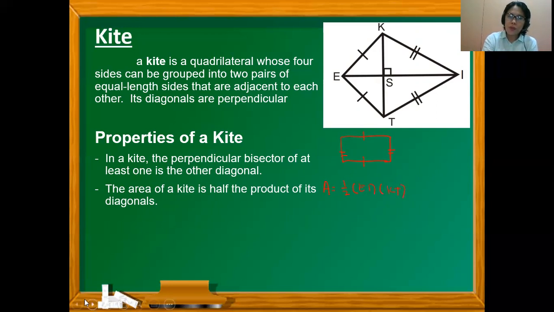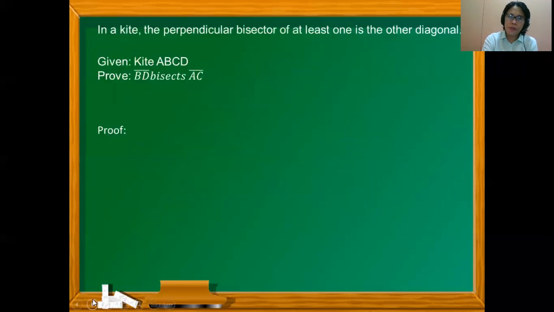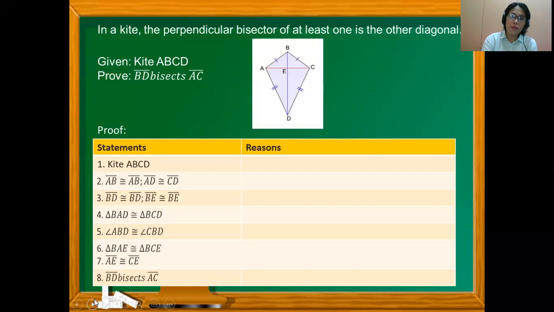So let's work on the proof of each property here. In a kite, the perpendicular bisector of at least one diagonal is the other diagonal. Okay? So given kite ABCD here, we're going to prove that really DB bisects AC. And we're going to complete the proof below.